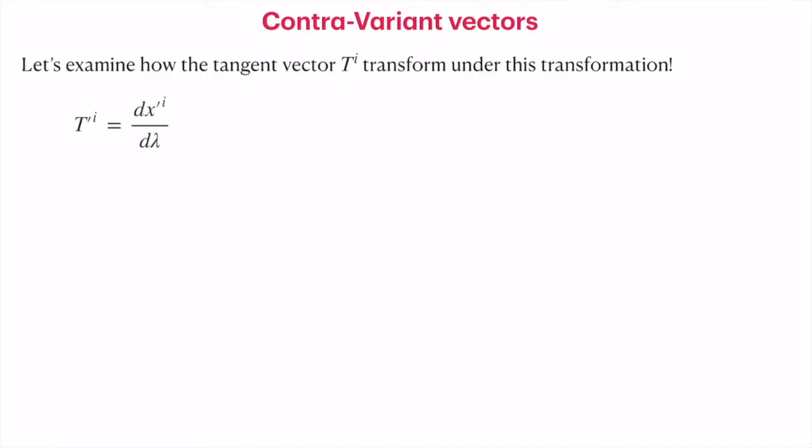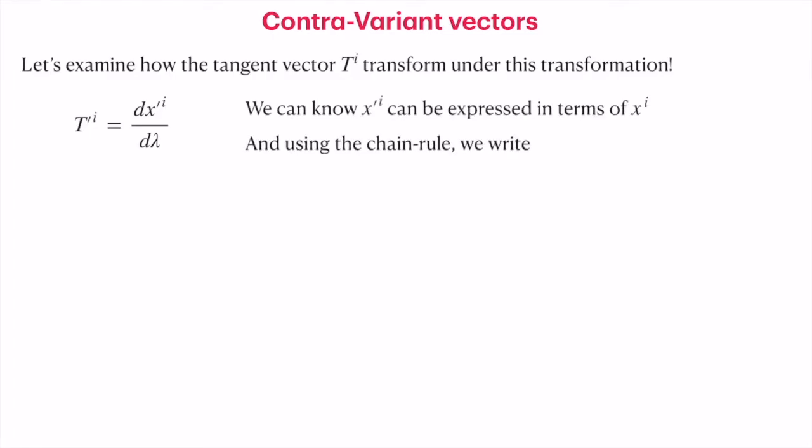What we have is t prime i, which is a tangent vector in the x prime coordinate system. There it is given as dx prime i by d lambda. That is the definition of a tangent vector. Now we know the transformation rule for going from x prime to x, or x to x prime.